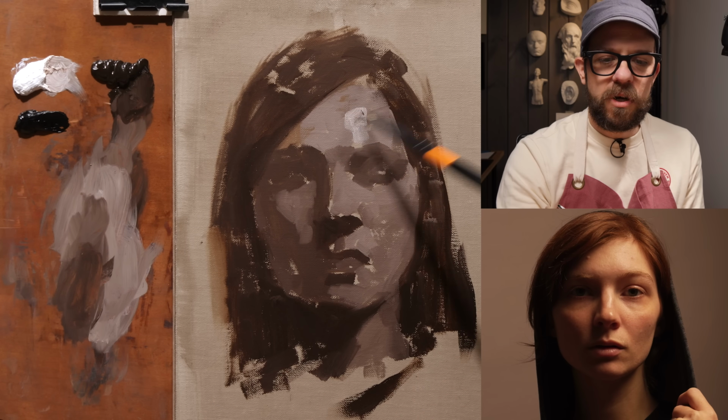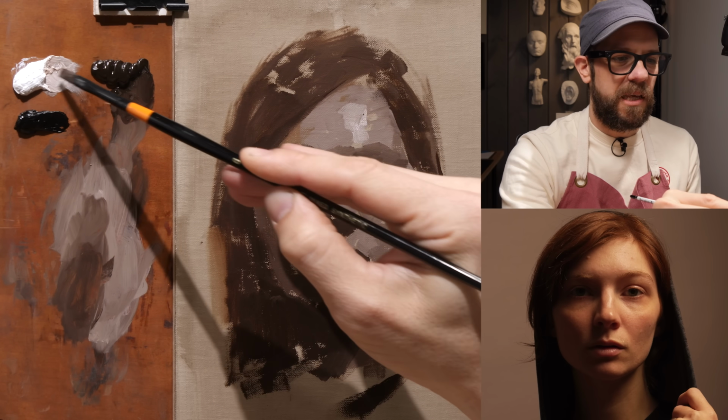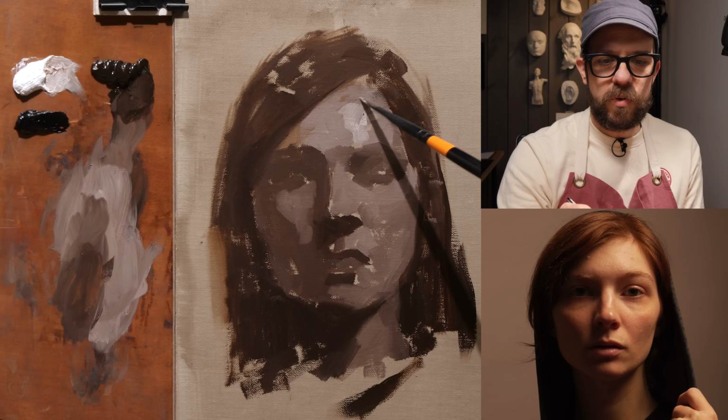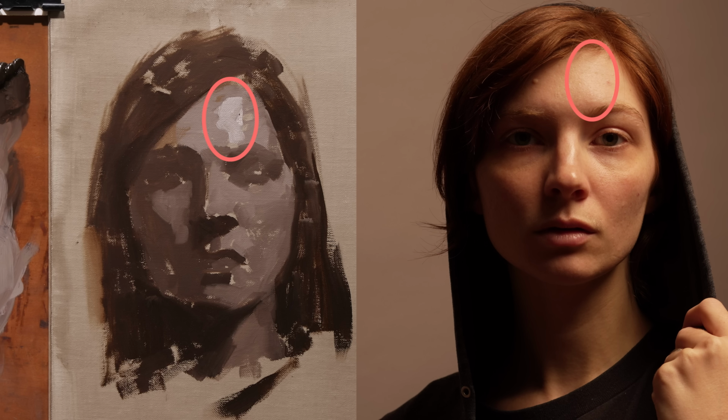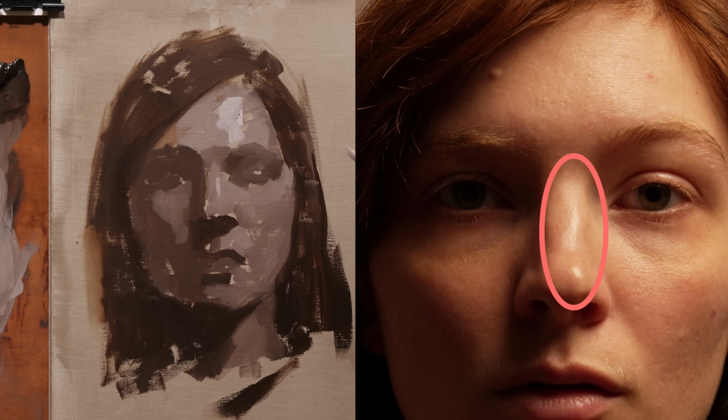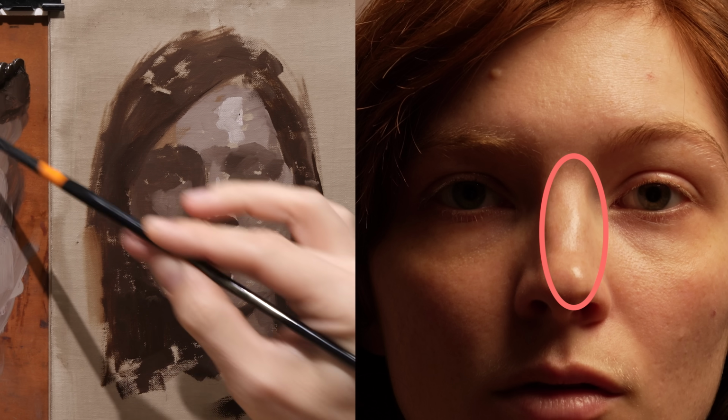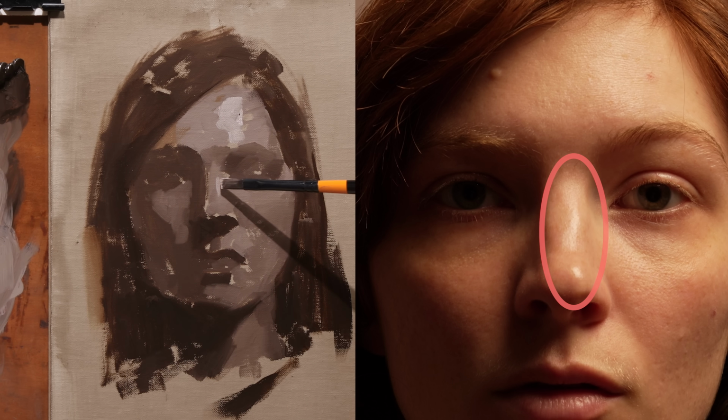And when I say, this is how you're going to learn to see values better, this is the part that I'm talking about. Starting to actually observe and say, where is the lightest light? So I think the lightest light is more or less here on the forehead. I see that there are also very light values on the edge of the nose, that intermediate plane in between the top and side plane of the nose. That seems really bright to me.